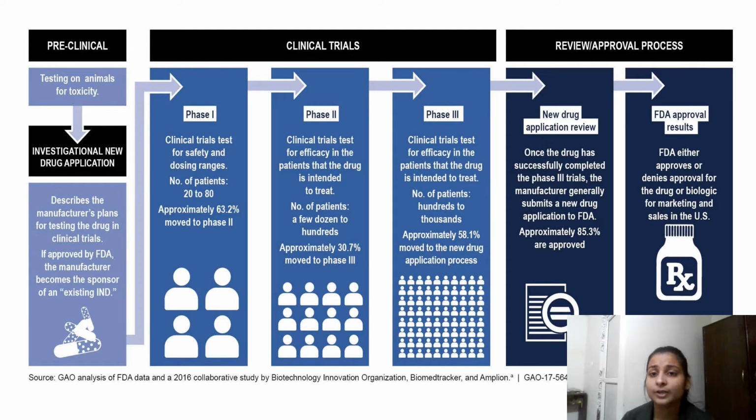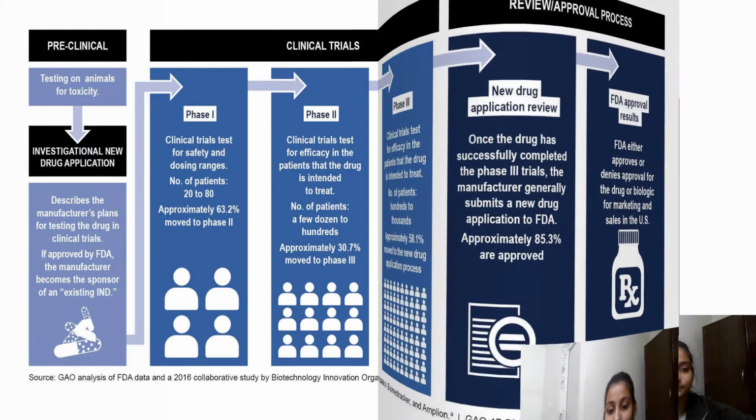After that, the review and approval process starts. A new drug application is reviewed once the drug has successfully completed phase 3 clinical trials. The manufacturer generally submits a new drug application to FDA and approximately 85.3% are approved. FDA either approves or denies approval for the drug or biologics for marketing and sales in the US.